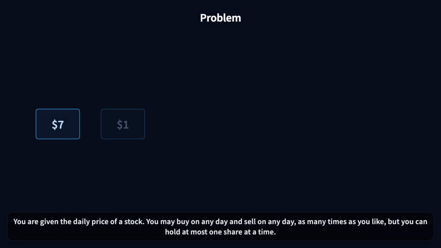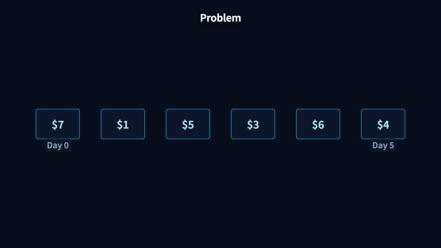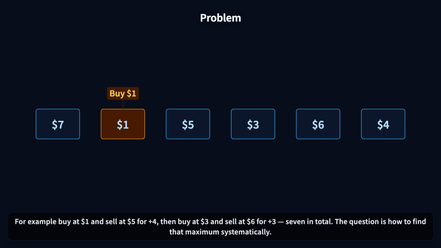You are given the daily price of a stock. You may buy on any day and sell on any day, as many times as you like, but you can hold at most one share at a time. For example, buy at $1 and sell at $5 for plus 4, then buy at $3 and sell at $6 for plus 3, 7 in total. The question is how to find that maximum systematically.